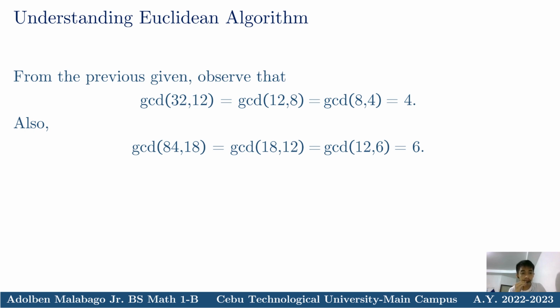From the previous examples, observe that the GCD of 32 and 12 is equal to the GCD of 12 and 8, and equal to the GCD of 8 and 4, which all equal 4. And also the GCD of 84 and 18 is equal to the GCD of 18 and 12, which is also equal to the GCD of 12 and 6, which all equal 6. If you look at these equations, you would notice that these are the dividends and the divisors we encountered earlier in the previous two examples, the ones that we placed on the numerator and the denominator by pair.